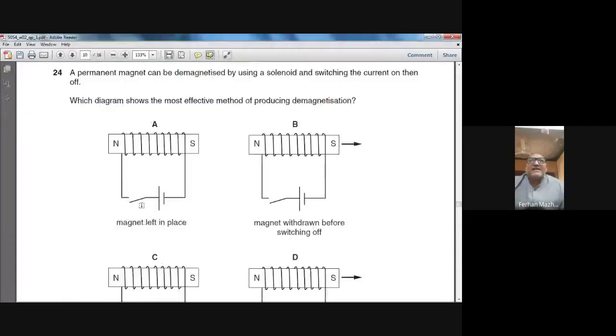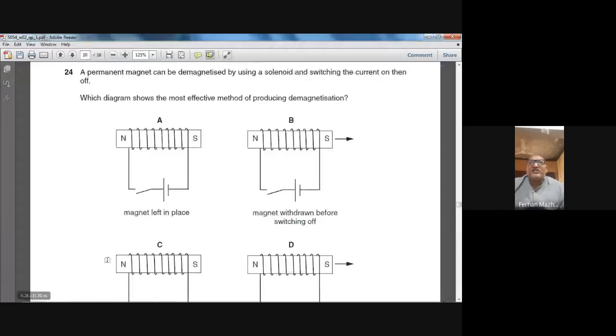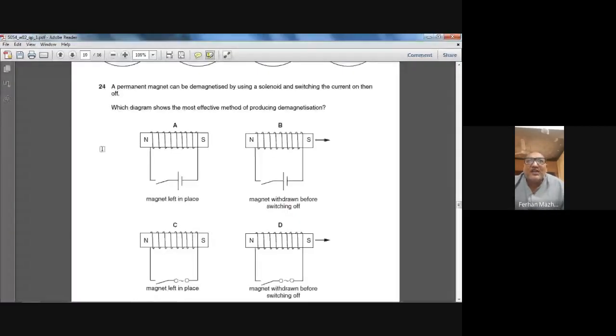A permanent magnet can be demagnetized by using a solenoid and switching the current on. So we are talking about demagnetization. Which diagram shows the most effective method of producing demagnetization? We need to use alternating current, and the magnet is left in place? No, magnet withdrawn before switching off.